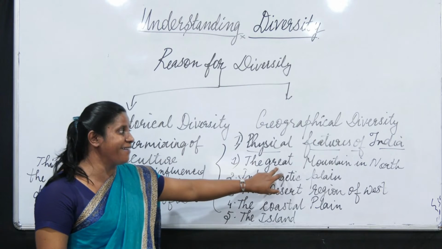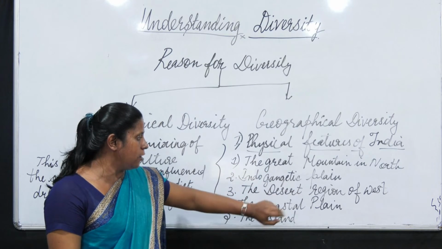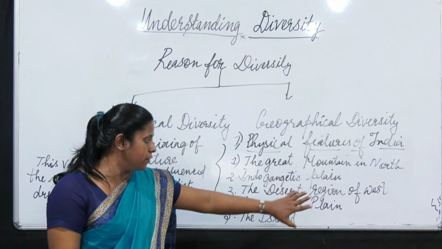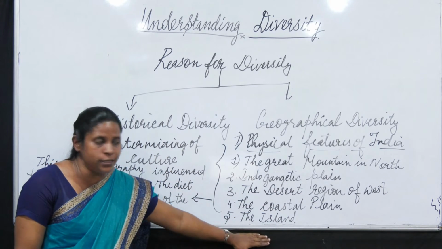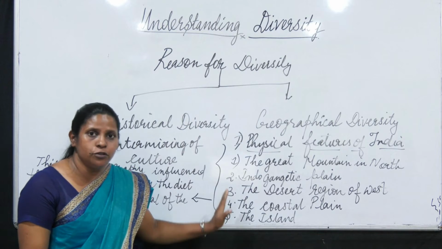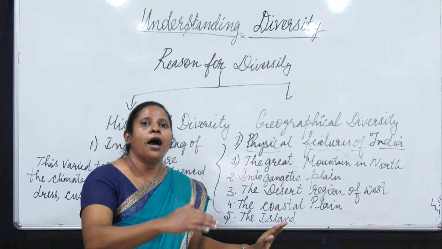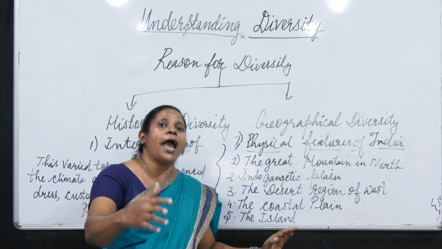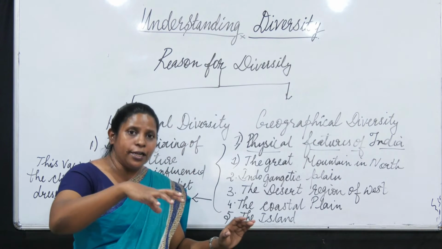The first one is the Great Mountain in the north. Second, the Indo-Gangetic Plain. Third, the desert region of the west. The fourth, the coastal plain. And the fifth one is the islands. These 5 physical features have a varied climate, a varied land and everything, and the people live in that, and they will have a difference.